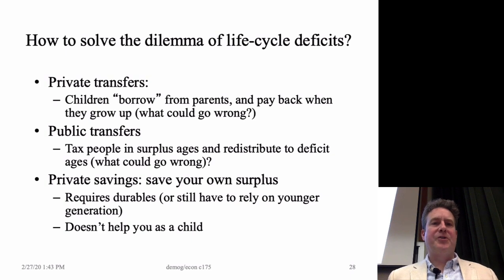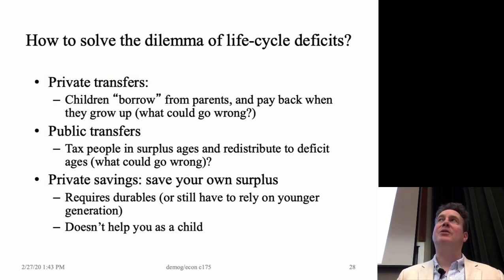So how do you solve this dilemma? It's got to be either private transfers, public transfers, or private saving. And in order to have private saving, you've got to have some ability to invest into durable goods. There's got to be some technology that actually facilitates this sort of thing.